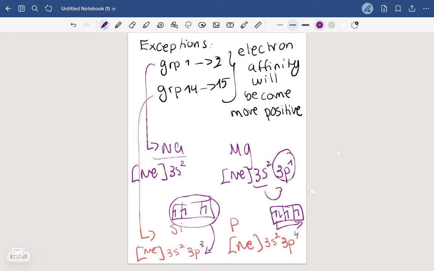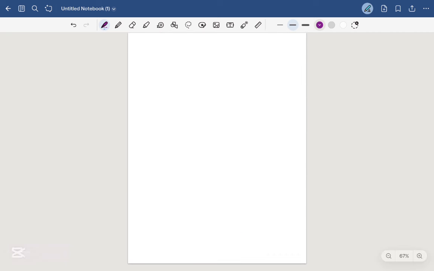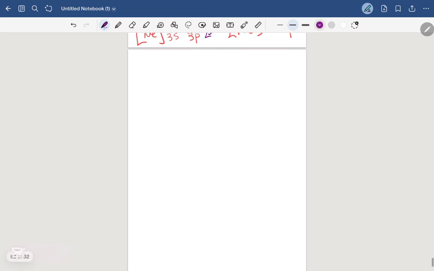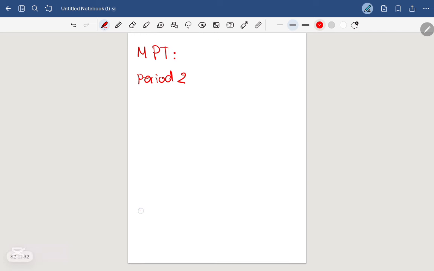So now, where did we reach? We reached the point of melting points. Okay, so let us deal with the melting points. For example, melting points of period 2. Let's see what we have. We start with a metal, and then it gradually increases to another metal. And then it increases to another metal. And then it increases to the maximum, to what? To a giant molecular or a giant covalent.